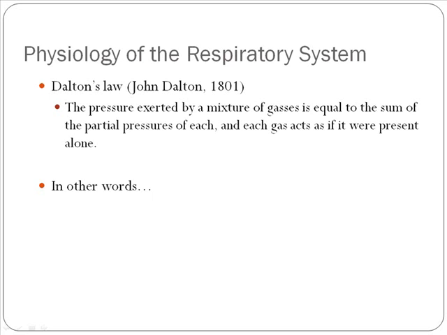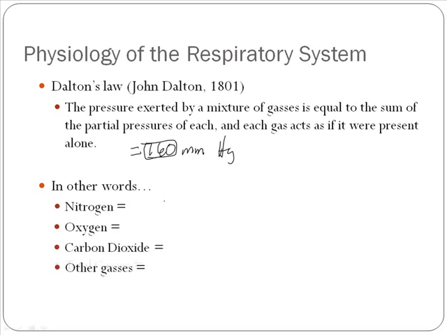So first of all, let's talk about the pressure itself. We know that the pressure of all the gases in the atmosphere at sea level equals 760 millimeters of mercury. Now, we have a whole bunch of gases in the atmosphere: nitrogen, oxygen, carbon dioxide, all kinds of other gases, humidity, and everything. All of the gases have to equal 760 millimeters of mercury.